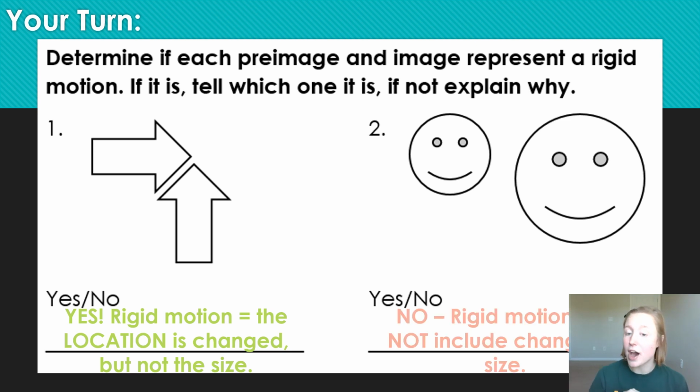Number 2, that one is not a rigid motion, and sorry, my video kind of covers that up there. But it's not a rigid motion because a rigid motion should not include a change in size, right? We know that rigid motions should just stay the same size. So because it's getting bigger and smaller, it's not a rigid motion.